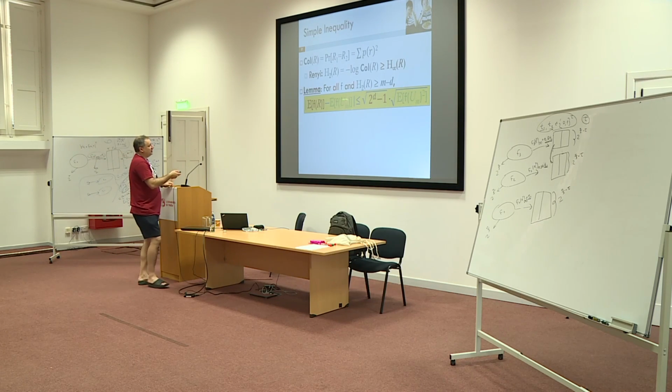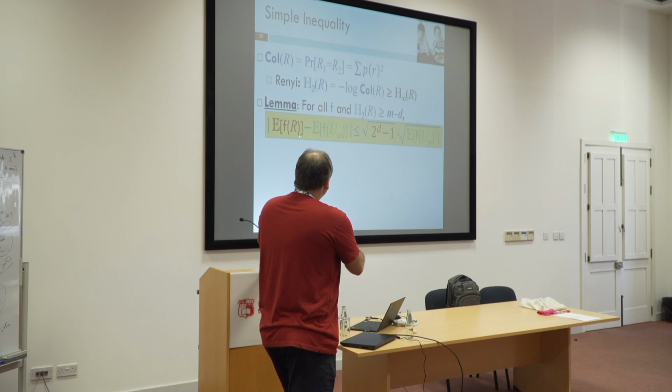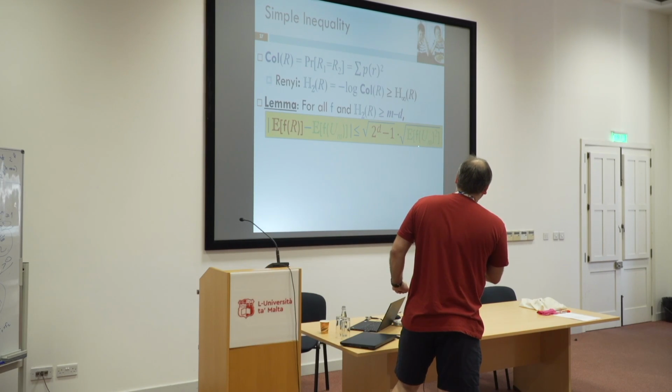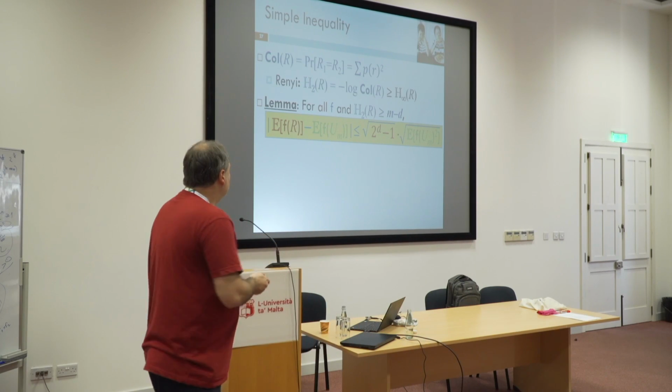Remember, this is essentially the advantage of the attacker on a uniform key, and this is the advantage of the attacker on a derived key. Remember, this was our function f. What we are saying is that for any function f, it doesn't have to be between 0 and 1, it could be anything, as long as R has almost full entropy, the difference is bounded. Yes, there is still an exponential factor, 2 to the d minus 1, but here there is this very weird thing. It's hard to read, but this is the expectation of f squared. So these are the inequalities that we are going to get.